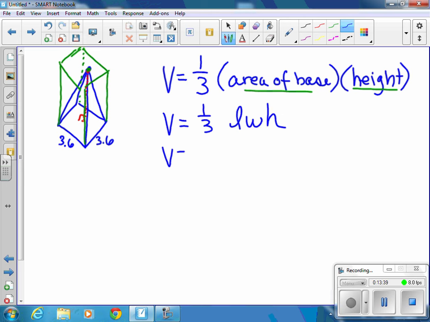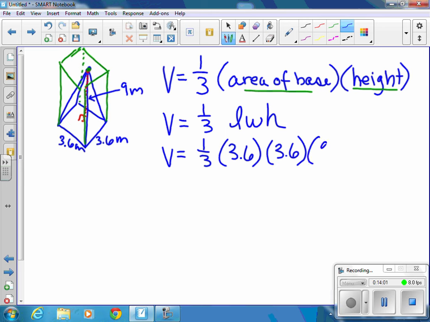Okay, so now I'm going to plug in my numbers. I have 1/3 times 3.6 times 3.6, because remember it was a square on the bottom this time. And the height is, oh, I'm sorry, I didn't tell you that. The height was 9. Okay, so let's go back to the blue shape. So the red line there, the red height, this is 9, and this is meters. All this is meters. So this is 9 meters, so we're timesing by 9.